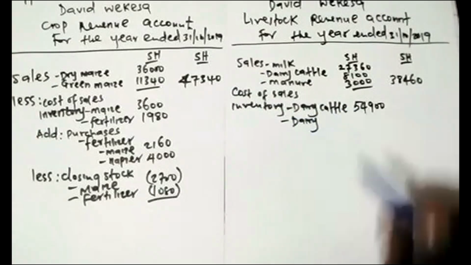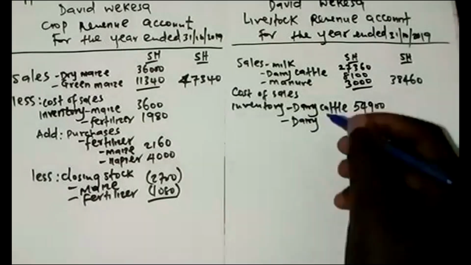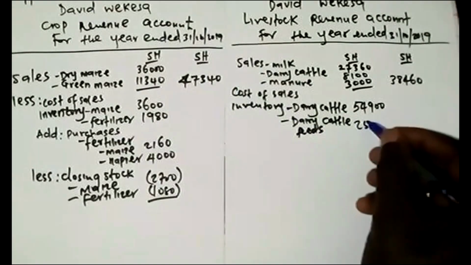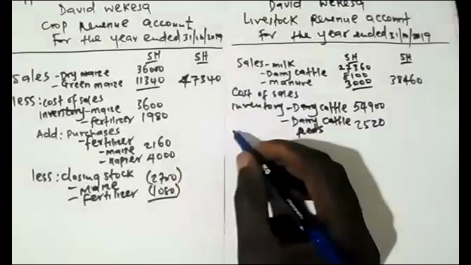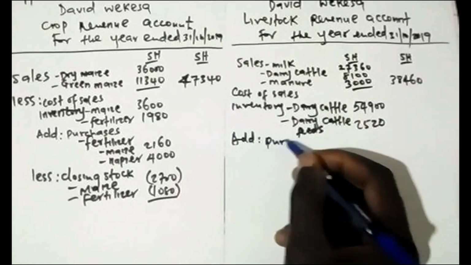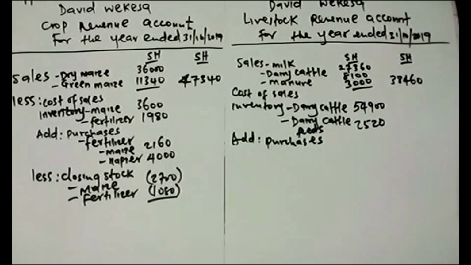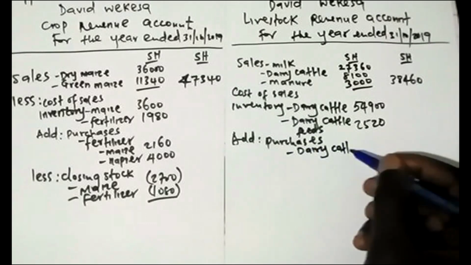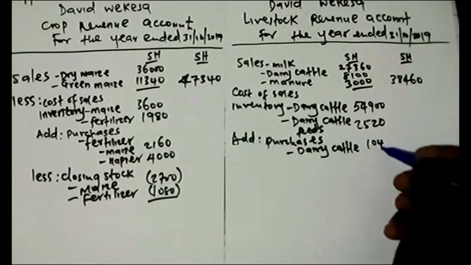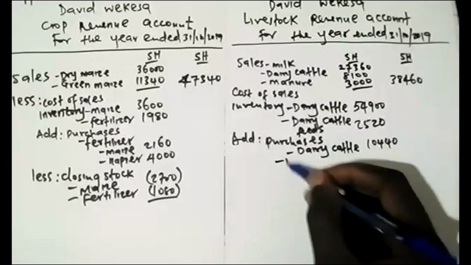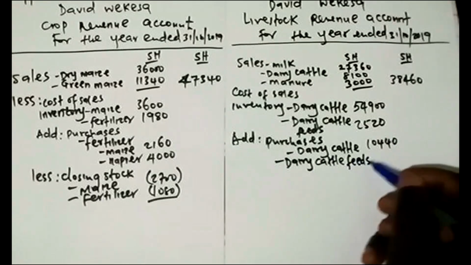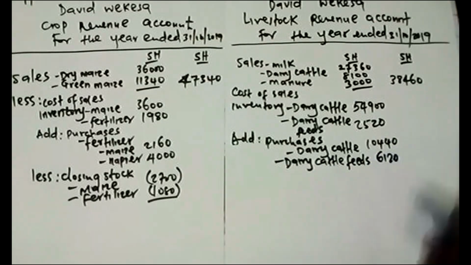Then we have the dairy cattle feeds. That is 2520. Then we have to add purchases. The purchases, again, you pick direct from the question. It's only that now you have to make sure it's for livestock. Under that purchases, I can see in my question there is dairy cattle, which is 10 for 40. Then we have dairy cattle feeds, that is 6120.